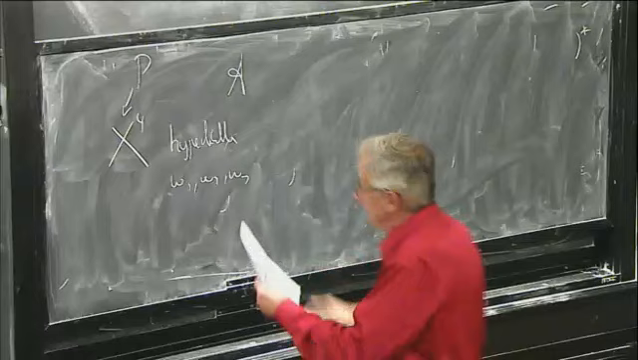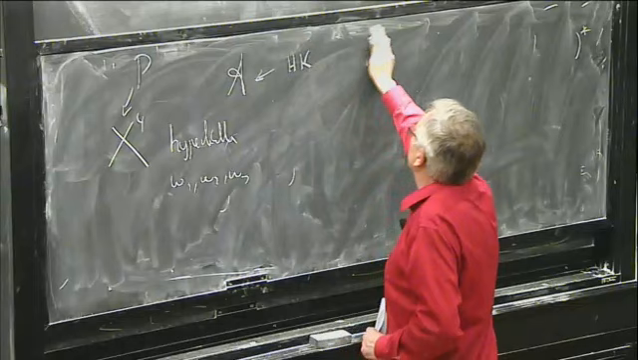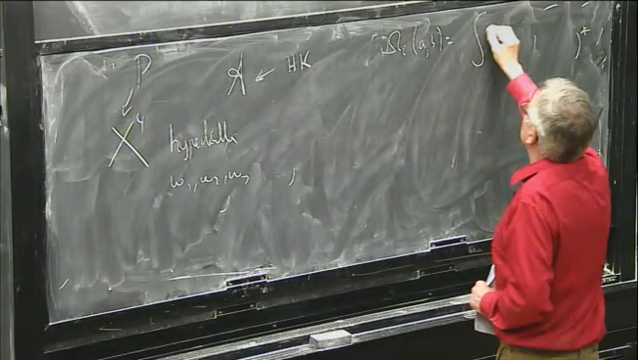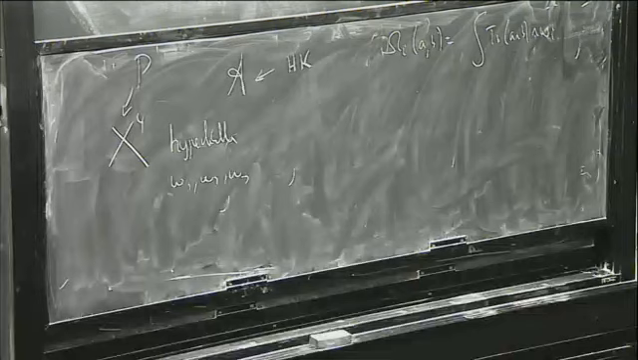There is an induced hyperkähler structure given by, say, omega_I of (A, B) will be the integral of trace A wedge B wedge omega_I over X. This defines a symplectic form on the space of connections.